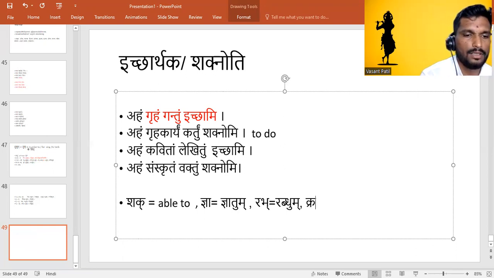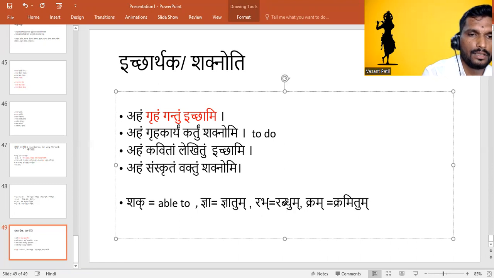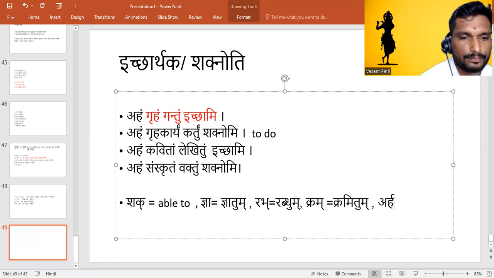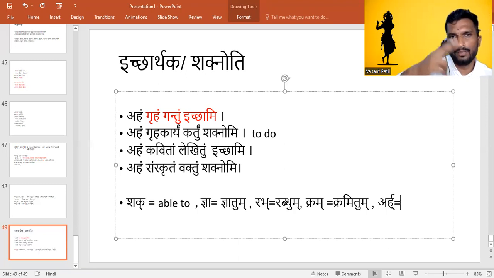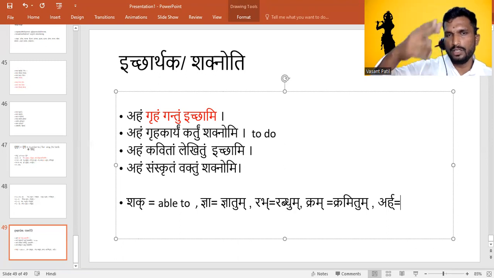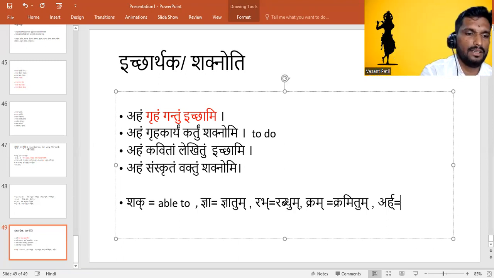Arha. Krama is the dhatu also. Kramitum. Kramitum, and arha. Kramitum means going from one to another, one to another. Krama, sequence, one to another. Kramitum. And arha, this dhatu, how it is.